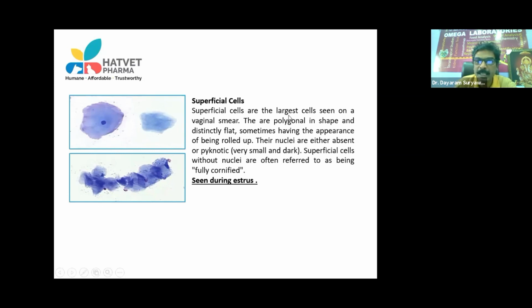Superficial cells are the largest cells seen on vaginal smears. They are polygonal in shape and distinctly flat. Sometimes they have the appearance of being rolled up. Their nuclei are either absent or pycnotic. Pycnotic means the nucleus ruptures, or there is a disintegration of the nucleus. Superficial cells without nuclei are often observed as fully cornified epithelial cells, and these cells are a characteristic feature of the estrus phase of the dog.